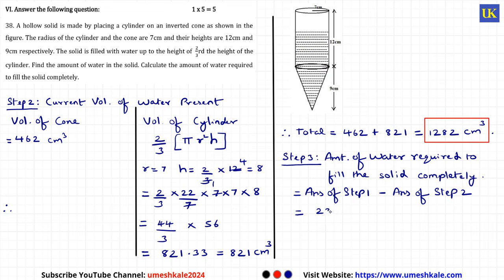So 2310 minus 1282, and the answer is 1028 centimeter cube. So this much of more water is required to fill the solid completely till the top. How much is required is 1028 centimeter cube. So this is our answer. Okay.